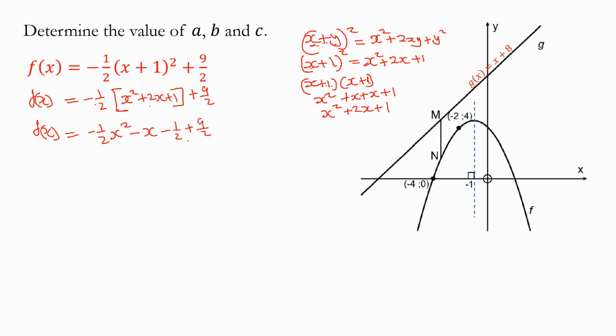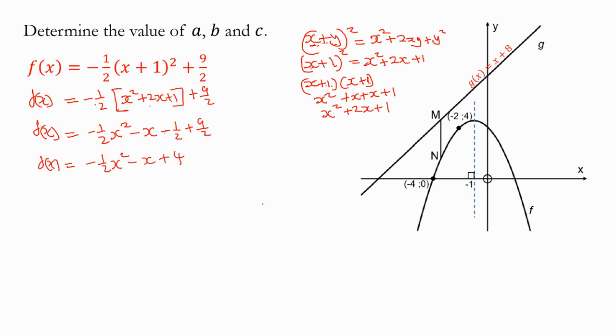Right, we can simplify our constants here. The denominators are the same, and you can use your calculator again. Your denominators are the same here, but take note, this is negative 1. So negative 1 plus 9 is 8. Then 8 divided by 2 is 4. So this gives you f of x equal to negative half x squared minus x plus 4.